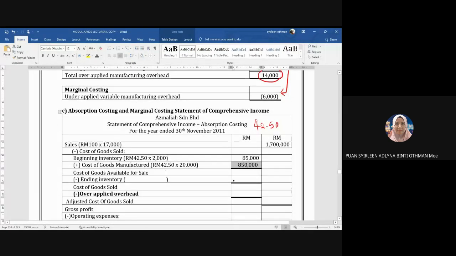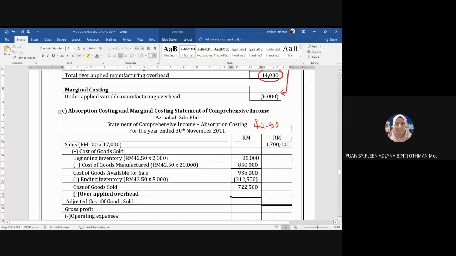Okay, so you get your cost of goods available for sale 935,000. Kita akan minus dengan ending inventory, still RM42.50 times ending inventory unit 5,000. So your ending inventory will be RM212,500. These are all in ringgit ya. So kita akan dapat cost of goods sold. I tak tolak lagi dia dekat second column ya sebab kena buat adjustment.